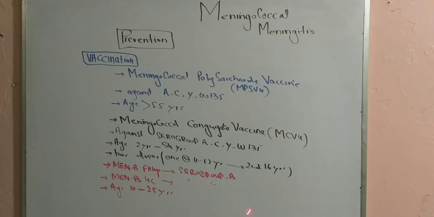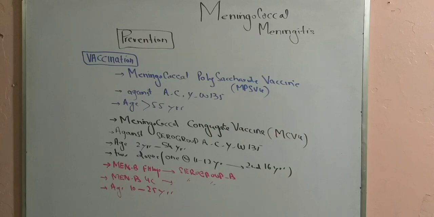There are 2 more vaccines which target serogroup B. These are Men-B FHBP and Men-B 4C. Both of these are given in epidemics caused by the strain of Neisseria meningitidis serogroup B, and they target the age of 10 to 25 years.